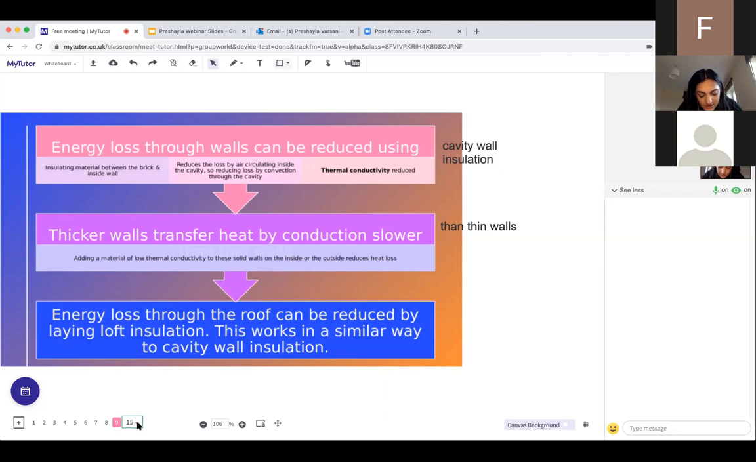Okay, someone said, when we say elastic potential energy, is that the same as elastic energy? Yeah, that's exactly the same thing.